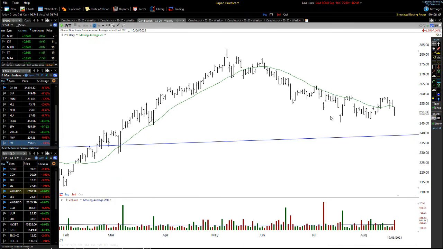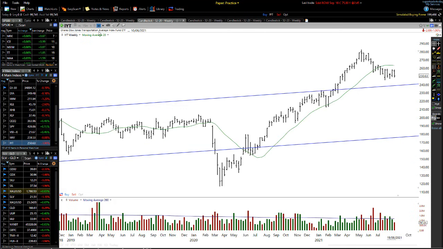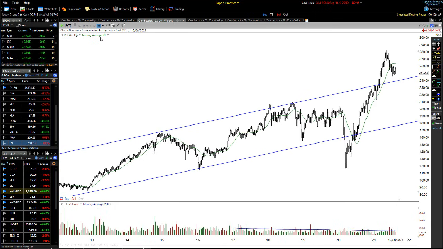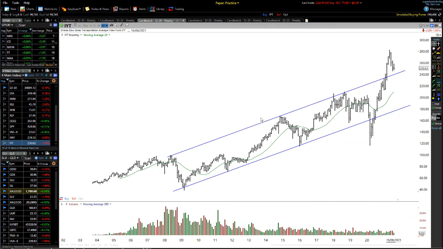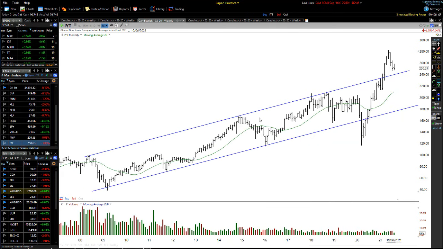another example of what I call a false breakout, but breaking out of a channel. So what we're looking at right now is the Dow Jones Transportation Average, okay? If I go back to my weekly charts, in fact, let me bring up the monthly charts, because the big picture is really showing you here, right? So I was really watching this when we were going through the whole COVID situation, right?